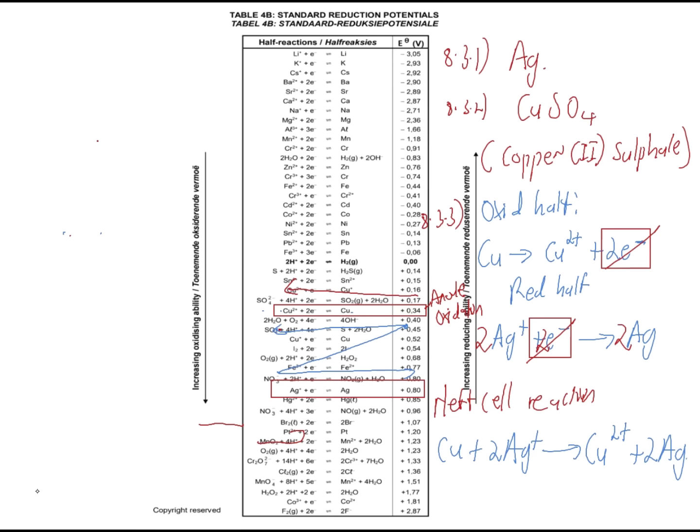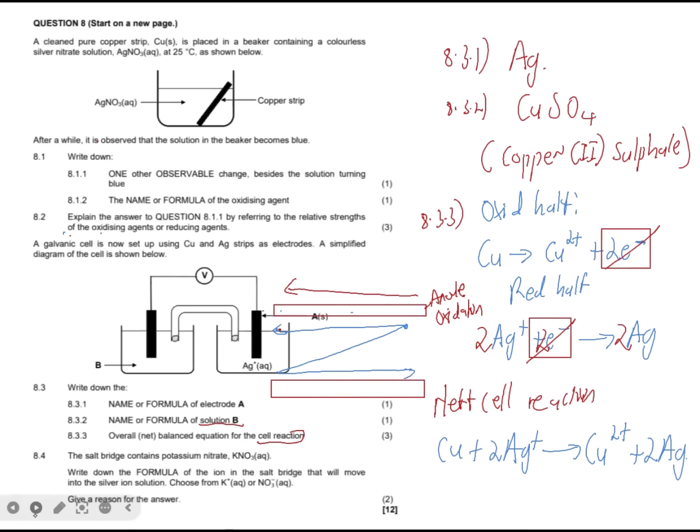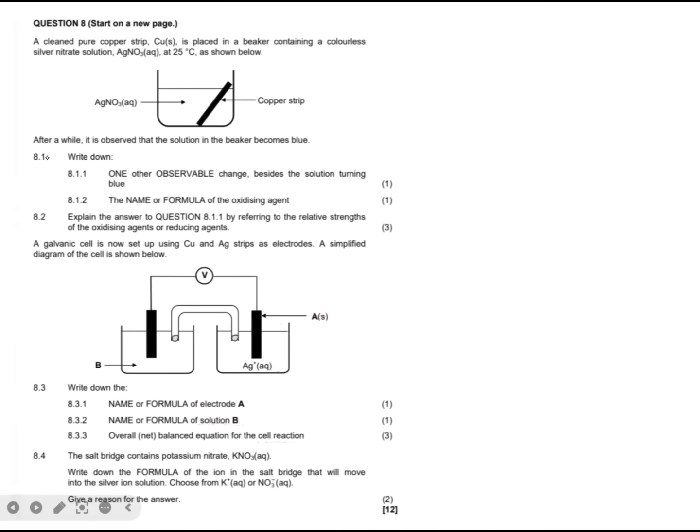Then let's see, what question do we have now? Okay, the salt bridge contains potassium nitrate, right? They say the salt bridge contains potassium nitrate, and then write down the formula of the ion in the salt bridge that will move into the silver ion solution. Choose from K+ or NO3-. Give a reason for the answer, right? So it definitely has to be K+, the potassium ion, right?